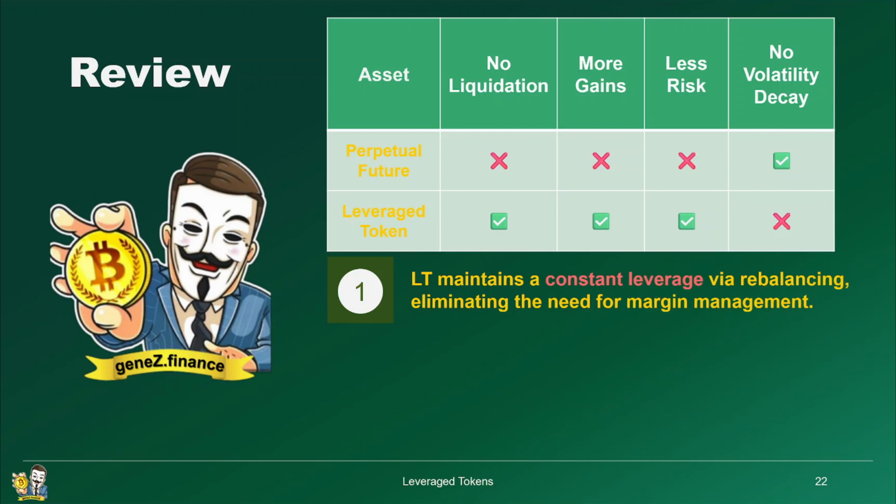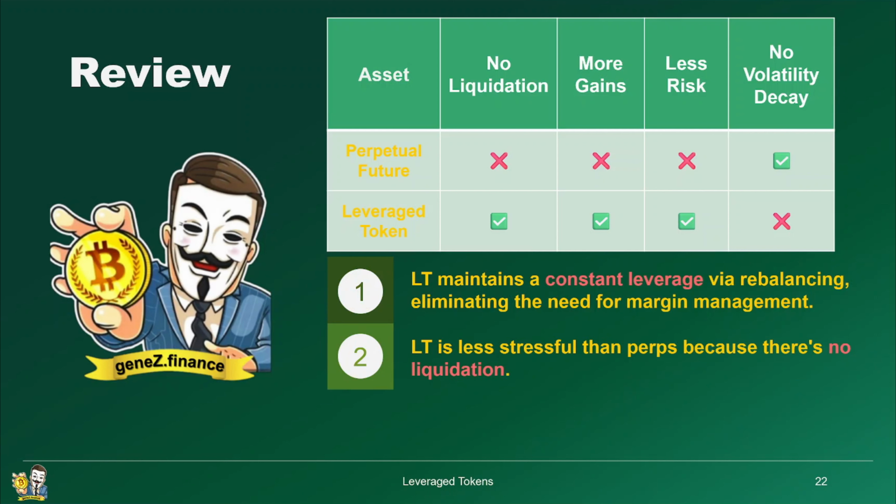LT maintains a constant leverage via rebalancing, eliminating the need for margin management. LT is less stressful than perps, because there is no liquidation. And finally, it's a very easy-to-use asset, instead of perps which require good knowledge in trading, risk management, money management, and leverage.